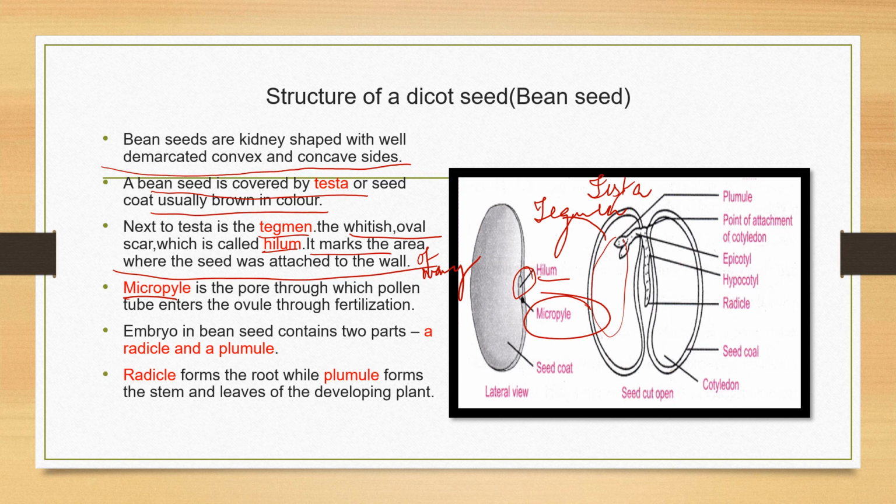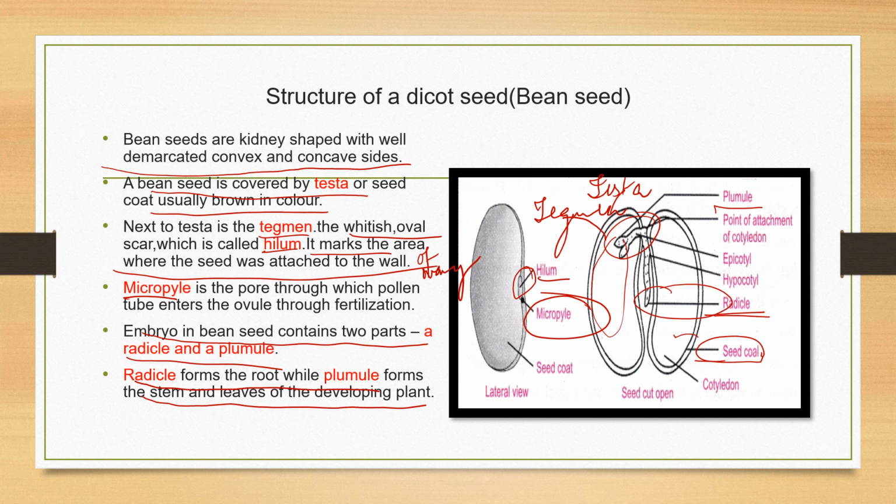Go through them. Next come the two main parts of the bean seed, the radicle and the plumule. The radicle forms the root, while the plumule forms the stem and leaves of the developing plant. So outside is the seed coat, this is the plumule part, and this is the radicle part. These are all the main parts in the structure of the dicot seed.